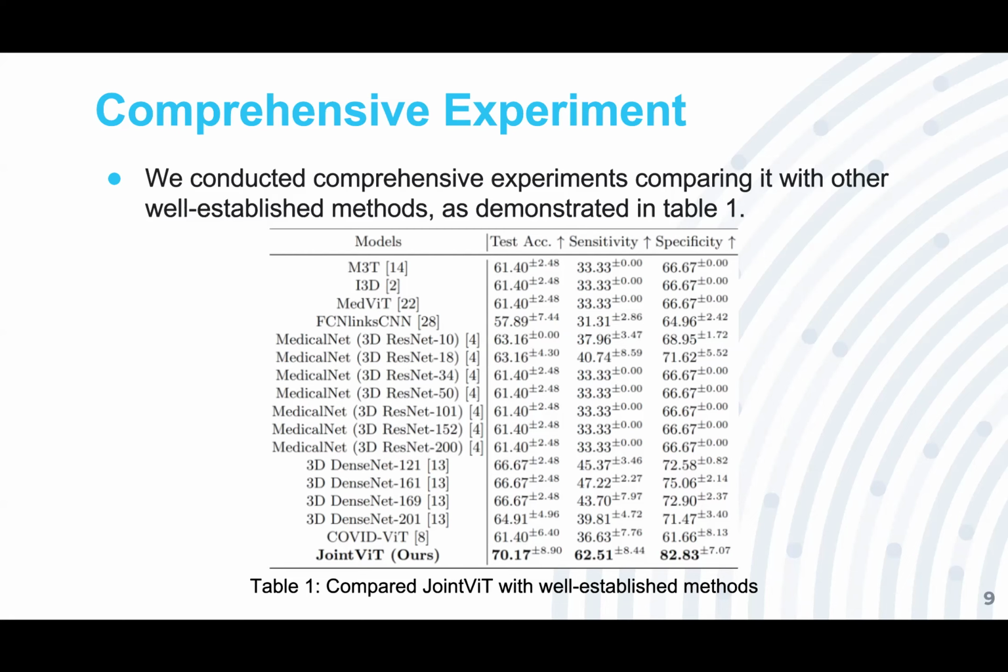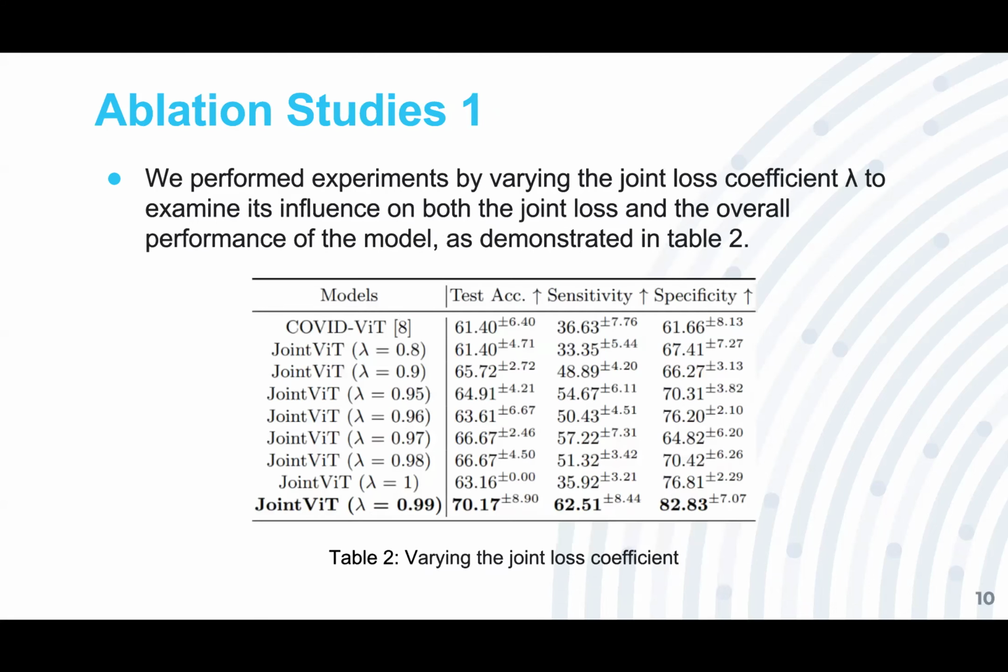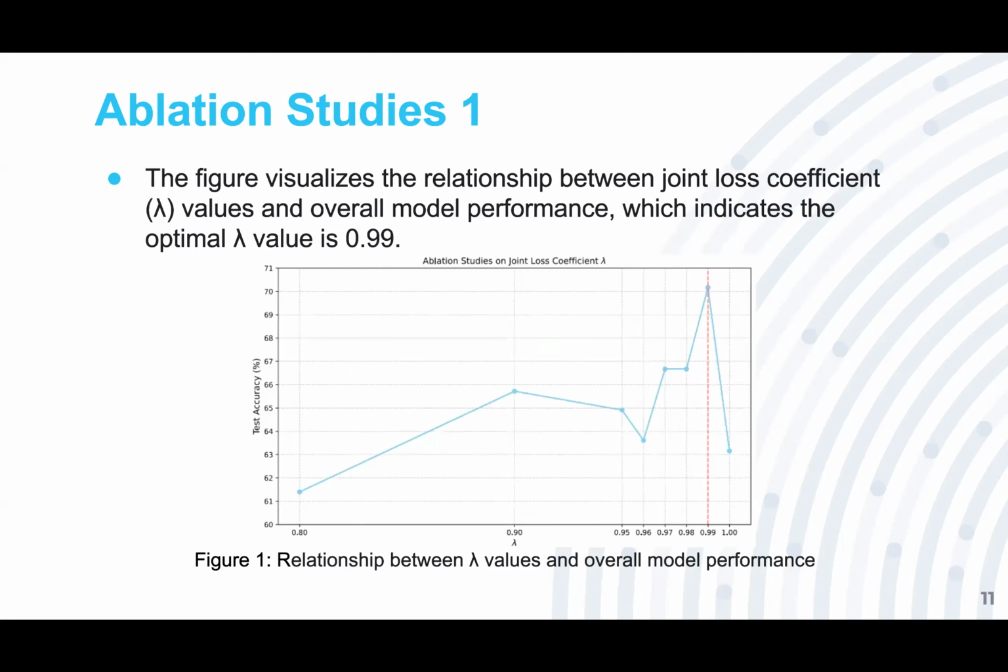This achievement represents the state-of-the-art performance in modeling oxygen saturation using long-tailed OCTA. We performed experiments by varying the joint loss coefficient, lambda, to examine its influence on both joint loss and the overall performance of the model. The outcomes are detailed in Table 2 and illustrated in Figure 1. Notably, the results indicate that the model achieves optimal performance when lambda is set to 0.99.